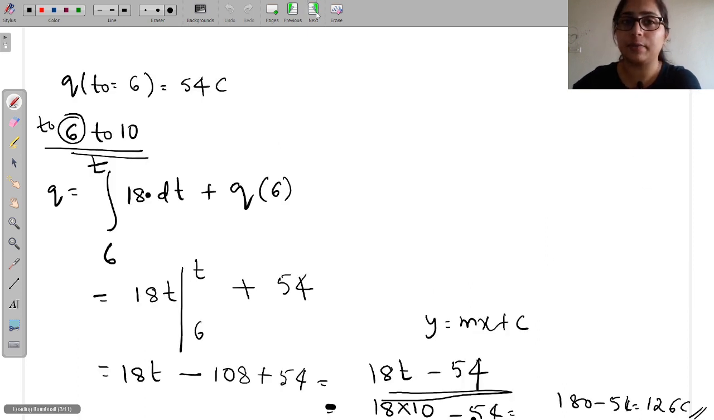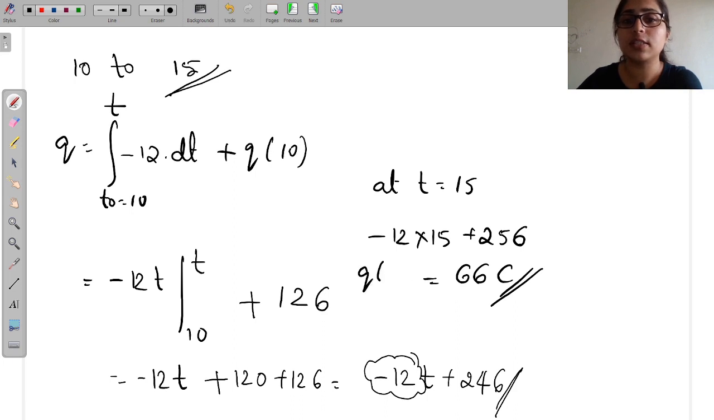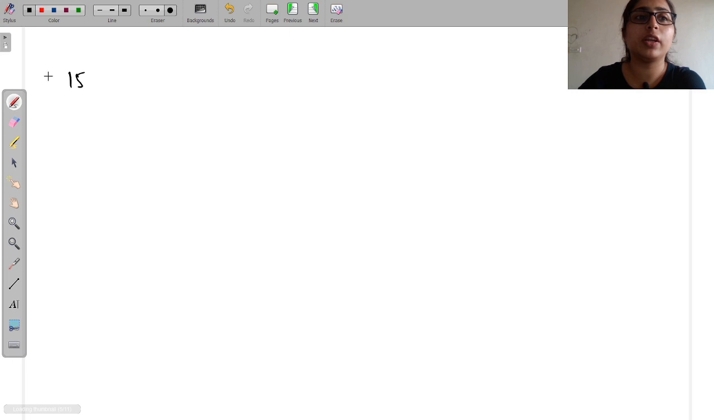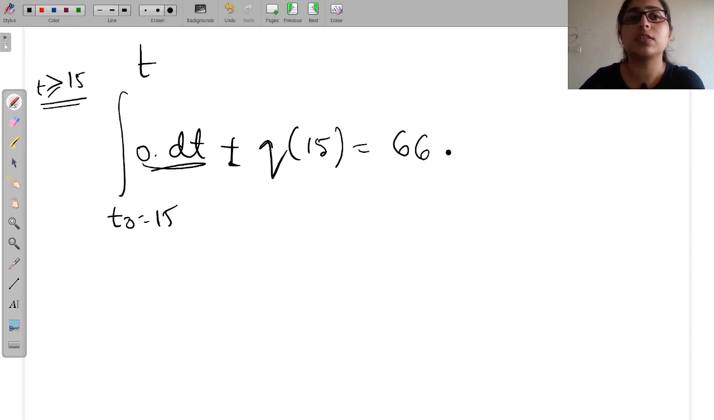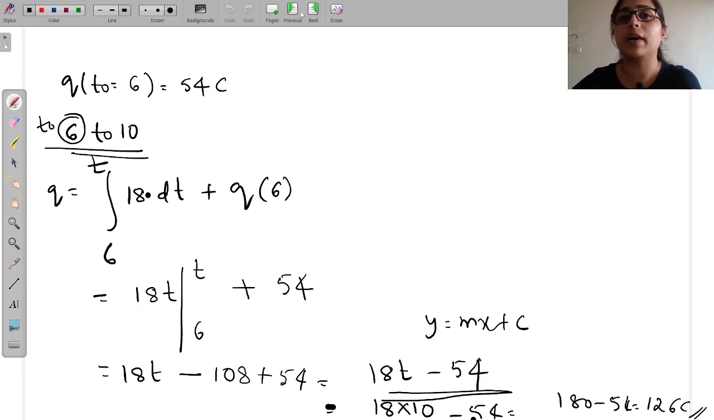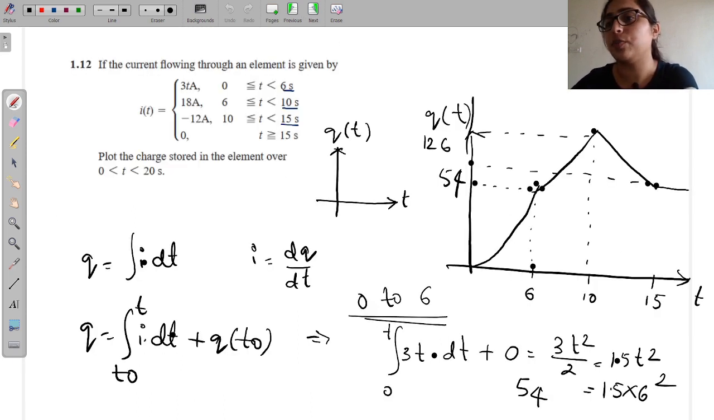Now you got to know this is the charge at 15 seconds. So now for t greater than or equal to 15, t naught is 15. This is the integral of 0 dt plus Q of 15. So this is 66 because this is 0. 66 coulombs. So here you will have a constant value after 15. So this is the plot of the charge Q of t.